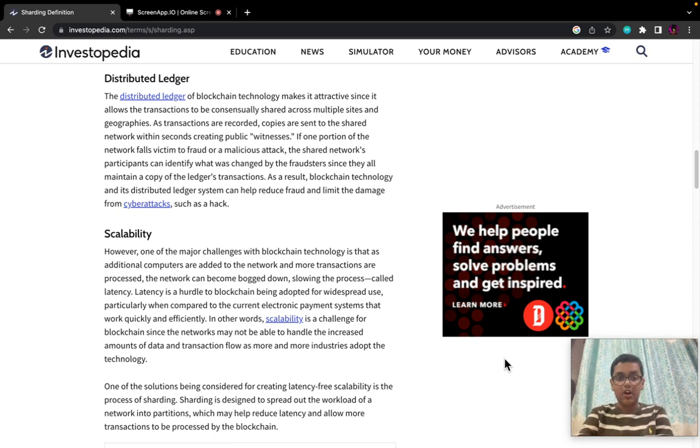The distributed ledger of blockchain technology makes it attractive since it allows transactions to be consequently shared across multiple sites and geographies. As transactions are recorded, copies are sent to the shared network within seconds, creating public witnesses. If one portion of the network falls victim to fraud or a malicious attack, the shared network's participants can identify what was changed by the fraudsters since they all maintain a copy of the ledger's transactions. As a result, blockchain technology and its distributed ledger system can help reduce fraud and limit the damage from cyber attacks such as a hack.